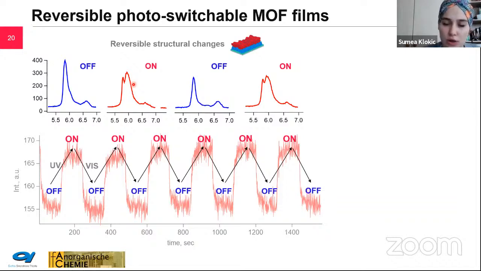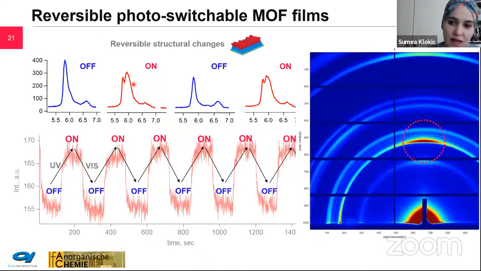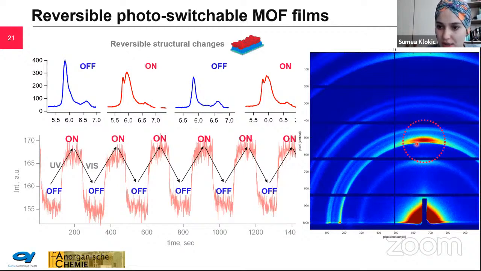When we take a closer look at the scattering pattern, just to give you a feeling of what it looks like when you watch the switching on the two-dimensional detector, I marked it here with this red circle. You see this splitting in the reflection, given here by these two lines that appear at the end. So you can really track the structural change already on the detector.